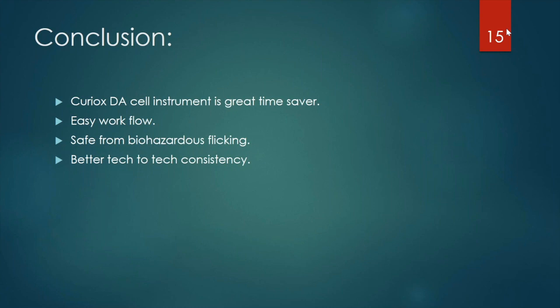Next question, what is the residual volume left in the well after the DA wash? I had seen 15 to 20 microliters. When I had manually taken the liquid out with my pipette, I saw somewhere around 15 microliters coming. So that kind of residual volume is still there.